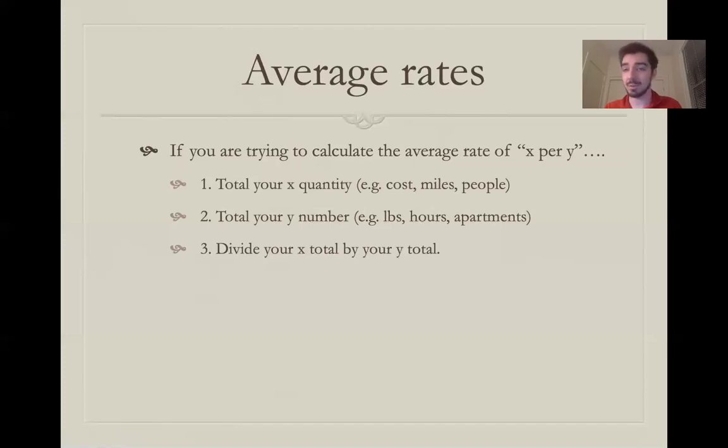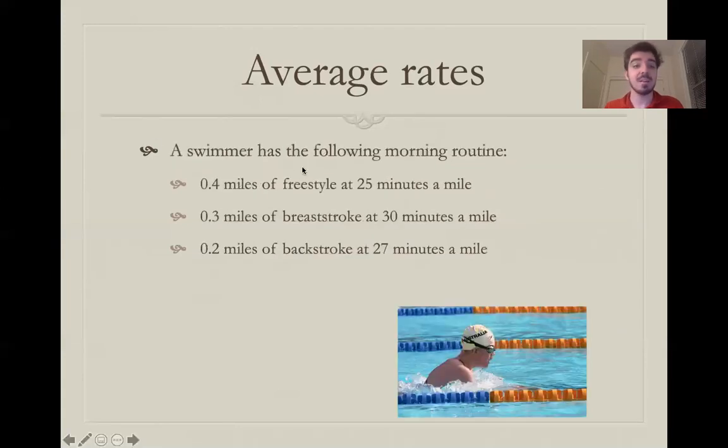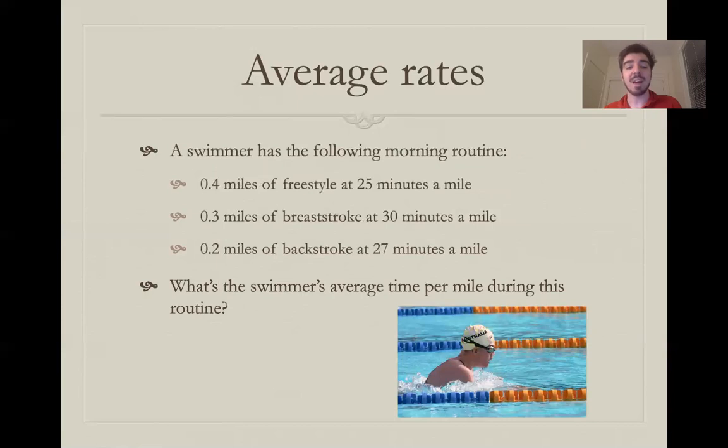Okay, it's that straightforward. So let me give you all a turn on this. Let's say a swimmer has the following morning routine. She swims 0.4 miles of freestyle at the pace of 25 minutes a mile, 0.3 miles of breaststroke at 30 minutes a mile, and 0.2 miles of backstroke at 27 minutes a mile. I want to know, what's the swimmer's average time per mile during this routine?